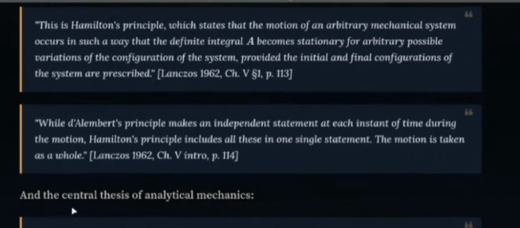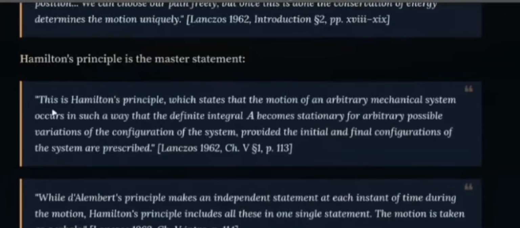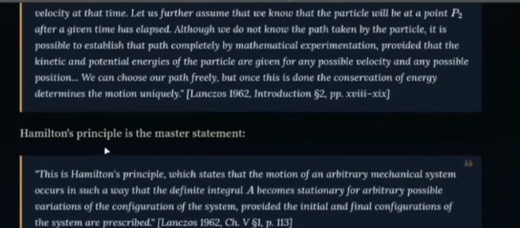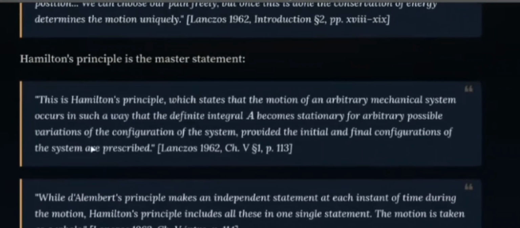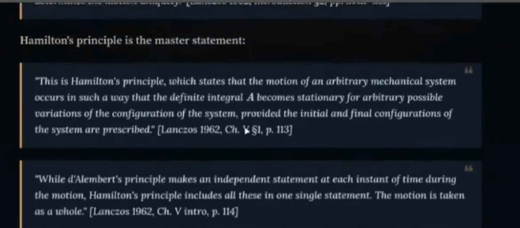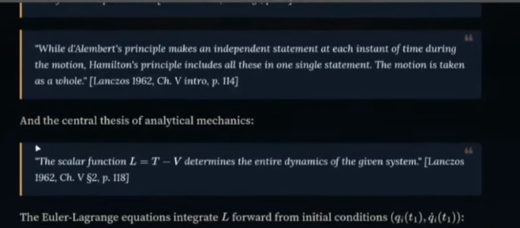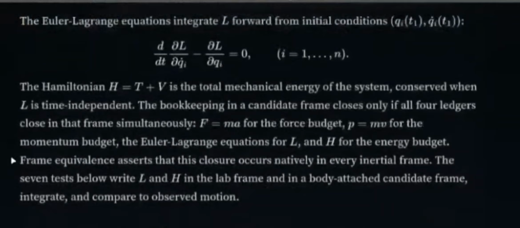Okay, so we're talking about future predictions of motion still. We were reading some quotes from Lanczos, who wrote The Variational Principles of Mechanics, for the guide on how these equations apply for future predictions of motion and their usefulness. So here we've got the Hamiltonian principle, which states that the motion of an arbitrary mechanical system occurs in such a way that the definite integral A becomes stationary for arbitrary possible variations of the configuration of the system, provided the initial and final configurations of the system are prescribed. So they're letting you know where the starting frame is for these equations to solve them.